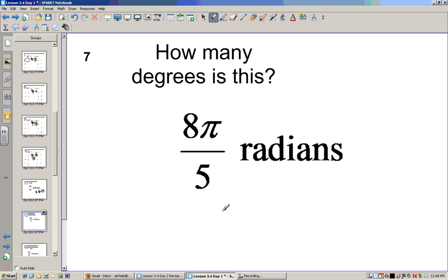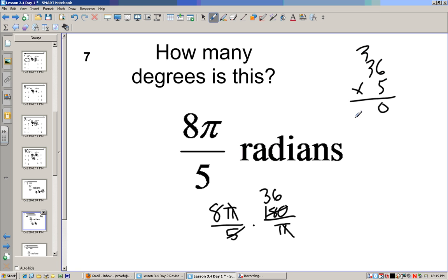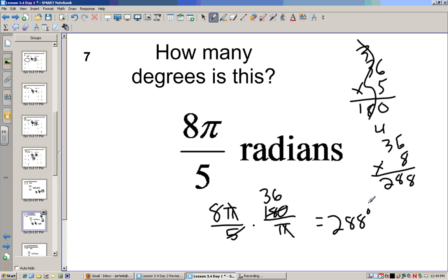How many degrees is this? Well, we have 8 pi over 5, multiply it by 180 over pi. These pi's cancel out. If we divide a 5 out of this, it should be 36. Hopefully I didn't just make that up. All right, yeah, that works. 36, so now I have 8 times 36. 24, 28. So this would be 288 degrees.